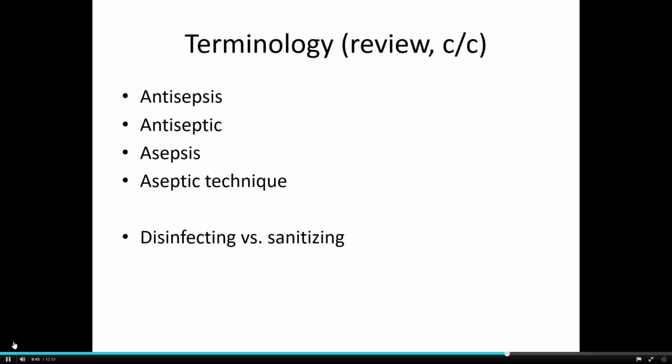So the reason I bring back the vocabulary words from lab, asepsis and aseptic technique, is that they resemble a little bit new vocabulary words from chapter 9, antisepsis and antiseptic. So I want to make sure you're not confused about the definitions of those 4 vocabulary words. Make sure that you know the differences between them. And I also want to make sure that you understand the differences and the similarities between disinfecting and sanitizing. So go back and review all the vocab words to make sure you're comfortable with them.